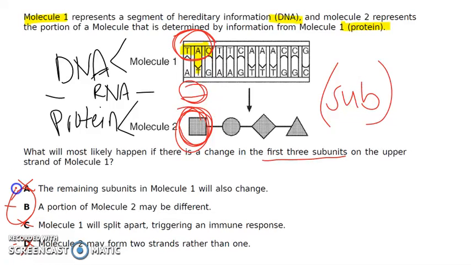So our answer here is B. A portion of molecule 2 may be different if molecule 1 changes, because if DNA changes, then the protein might change as well.